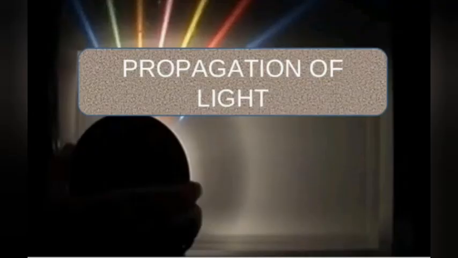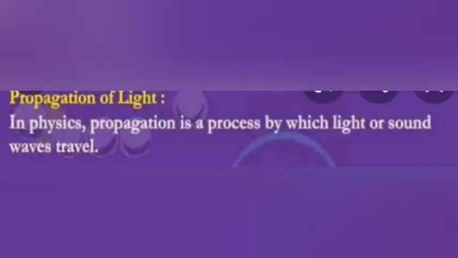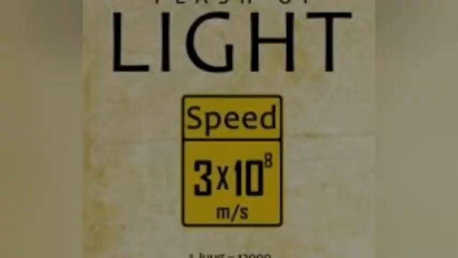Now the next topic is propagation of light. Light is a form of energy that either travels from its source or is reflected from a non-luminous body. Light does not need a material medium to travel. It can travel through vacuum. You know very well the speed of light is 3 × 10^8 meters per second, or 3 lakh kilometers per second, in vacuum or air.